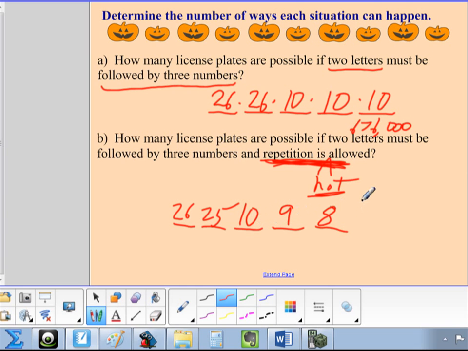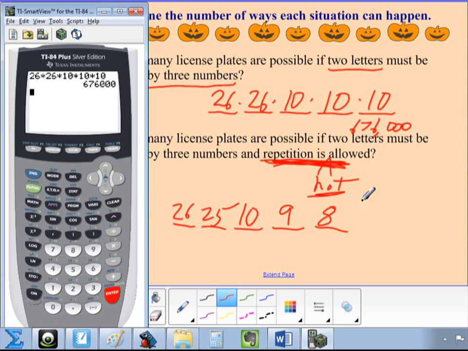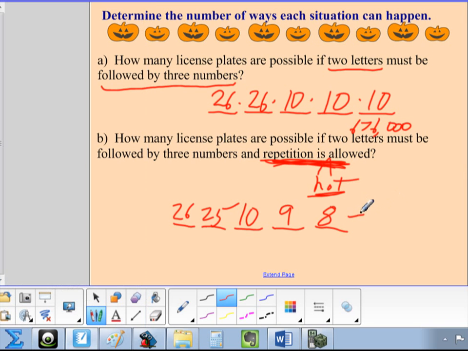So you see that changes the count, and in this case we get 26 times 25 times 10 times 9 times 8. And we see there are quite a bit fewer possibilities when we don't allow repetition of letters and numbers, 468,000 in this case. Okay, moving right along.